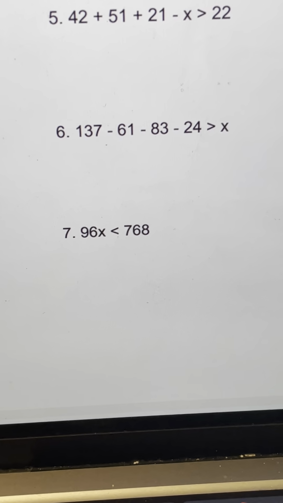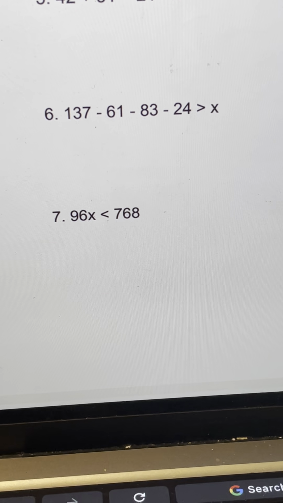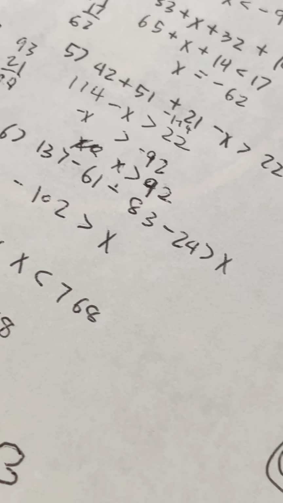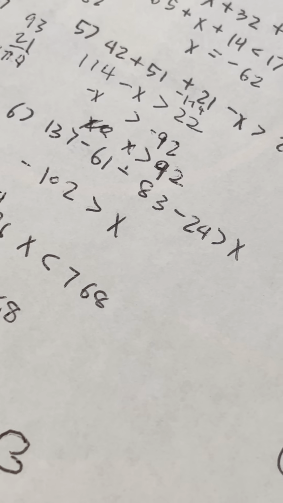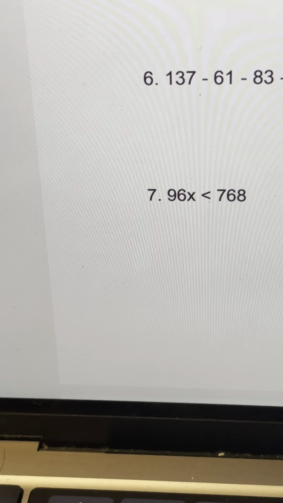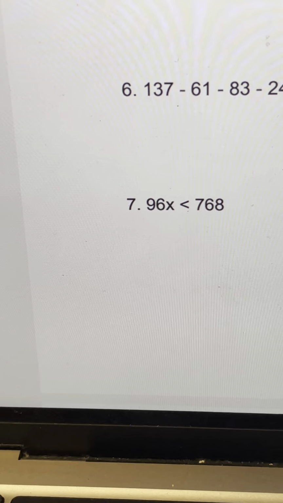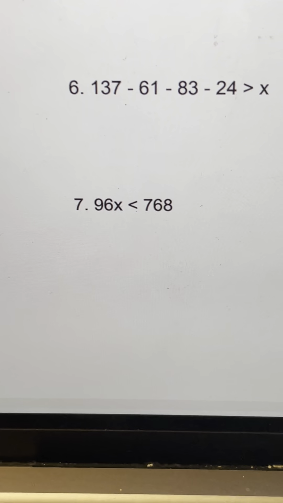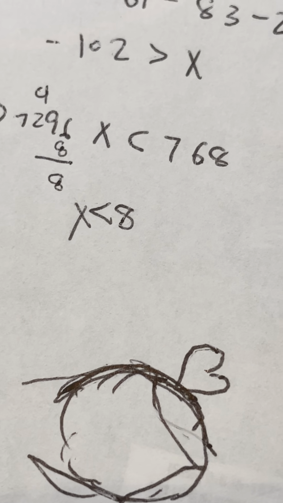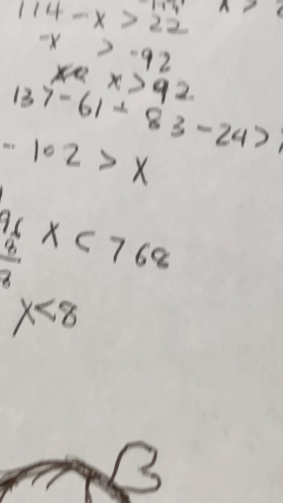Number 6, 137 minus 61 minus 83 minus 24 is greater than x. So for number 6, you would do exactly that, and you would get negative 112 is greater than x. Number 7, 96x is less than 768. So for this one, you would just divide them all by 96, and you would get x is less than 8.